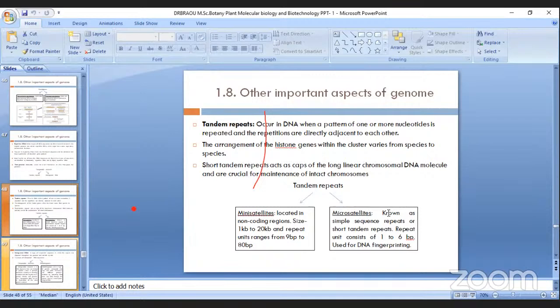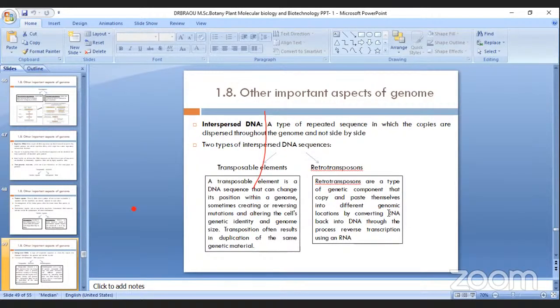Mini satellites are located in the non-coding regions and the size varies from 1 kb to 20 kb, and repeat units range from 9 base pairs to 80 base pairs. The second type of tandem repeats is microsatellites. These microsatellites are known as simple sequence repeats or short tandem repeats. These are generally 1 to 6 base pairs, and microsatellites are used for DNA fingerprinting.